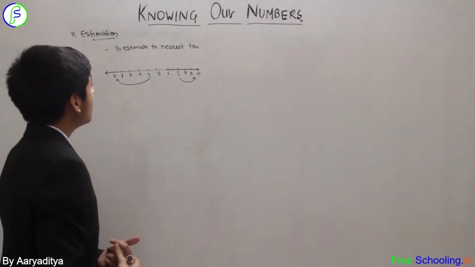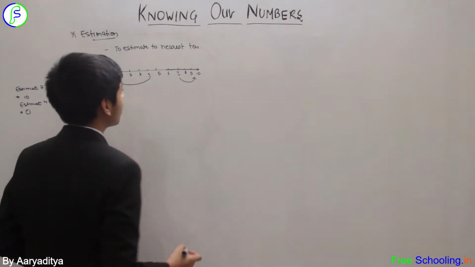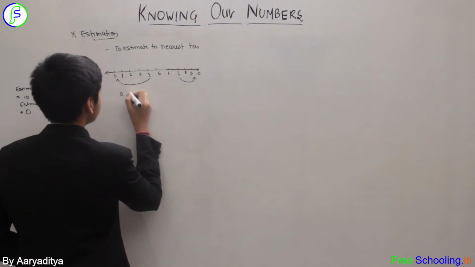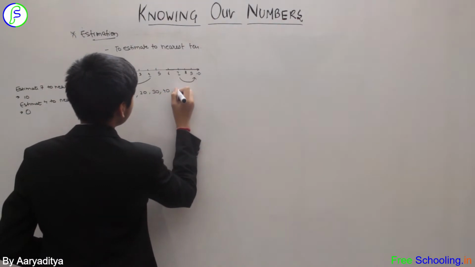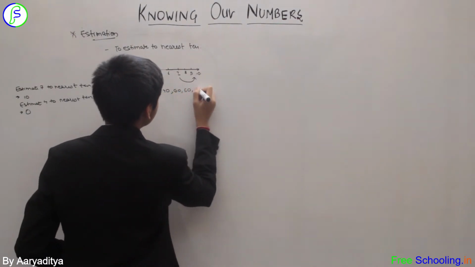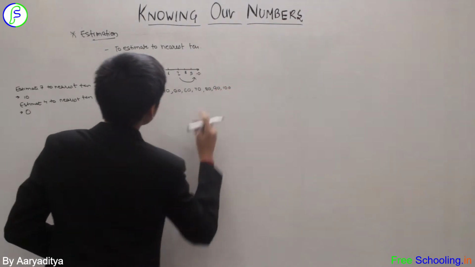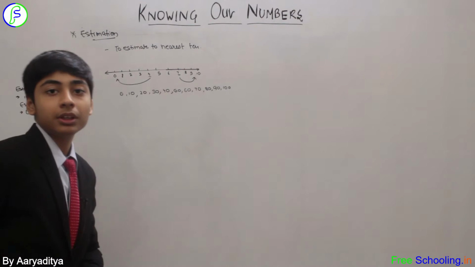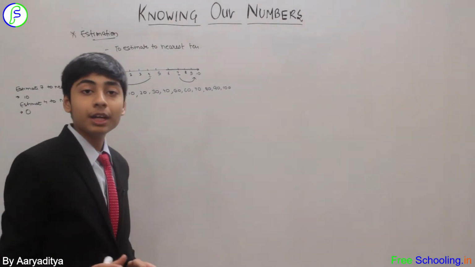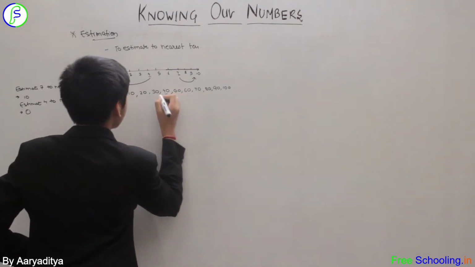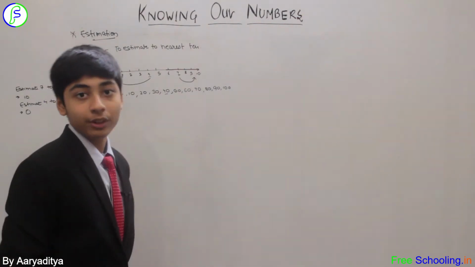Okay, so in estimation to the nearest 10, in which terms will the answer come? Let me write the terms. If a question says to estimate to the nearest 10, the answer would come in these terms only. Let me tell you how. Suppose I take the number 37. 7 is rounded off to 10, so 30 plus 10 is 40. The answer would always come in these terms, less than 10 but including 10.